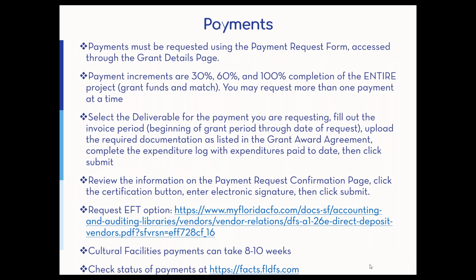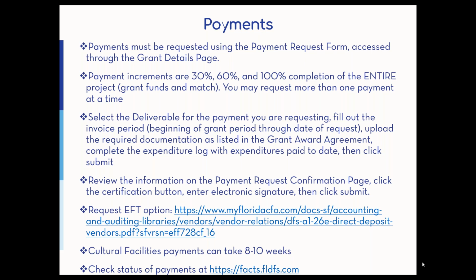So now we're going to talk about payments. The best part, right? You've done all this work, you applied, you got the award, we did the contract details, you actually got to work. Now it's time to get reimbursed for what you've done so far. So this is done through the payment request form, which is accessed through the grant details page. Payments are in increments of 30%, 60%, and 100% completion of the project, and that's grant funds and match funds.